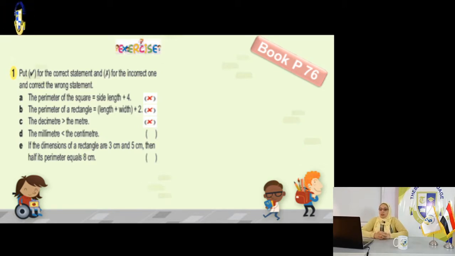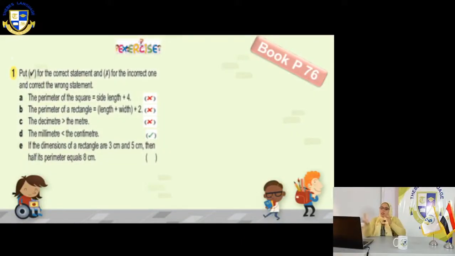If the dimensions of a rectangle are 3 centimeter and 5 centimeter, then half its perimeter equals 8. How do we get the half of the perimeter of a rectangle? Just don't multiply by 2. We will add length plus width only. So 3 plus 5 equals 8. So the half perimeter equals 8. Right, this statement is right.